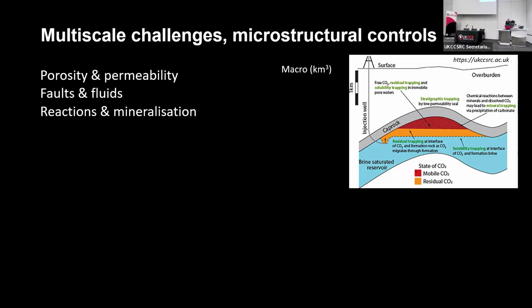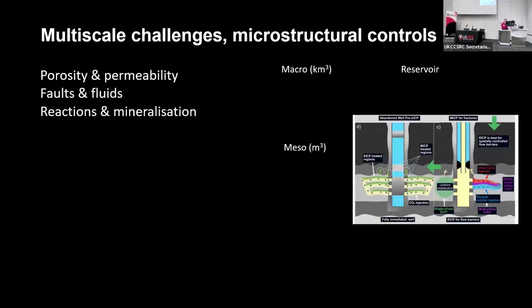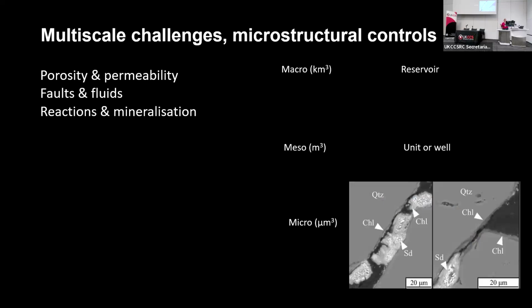This is lifted straight off the UKCCS website. We look at the core scale, at the meter scale, the unit scale, what's happening around a well on that kind of initial injection scale. This is a picture from one of my PhD students' theses about to be submitted. So on the unit scale, how do we simulate that? How do we understand what's going on at those scales, on the scale of a fracture, on the scale of an injection point, what happens around that point?